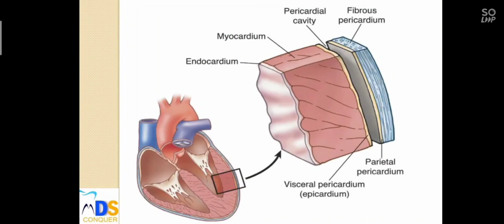This is a picture showing different layers in the wall of the heart. There are mainly three layers: endocardium, myocardium, and the pericardium. Endocardium receives its nutrition directly from the blood circulating inside the heart, and the myocardium and the pericardium receive their nutrition from the branches of the coronary artery.